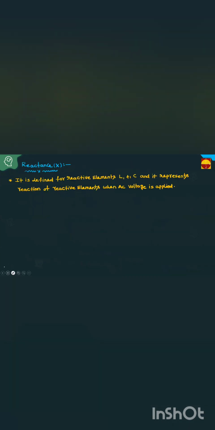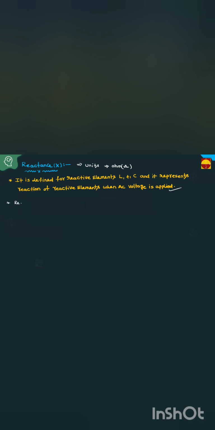How to define reactance? It is defined for reactive elements, that is L and C. Reactance is defined for the reactive elements and it represents the reaction of reactive elements when AC voltage is applied. What are the units of reactance, friends? The unit of reactance is also ohm. Reactance is the magnitude of impedance of reactive elements.